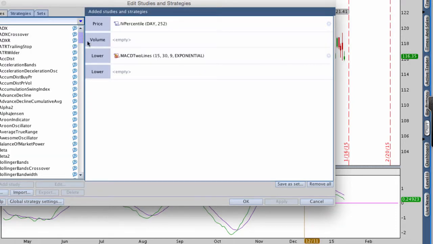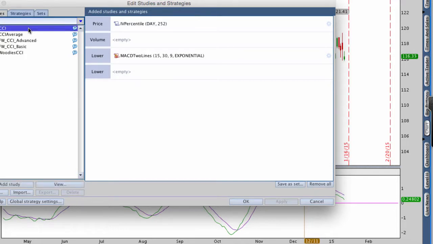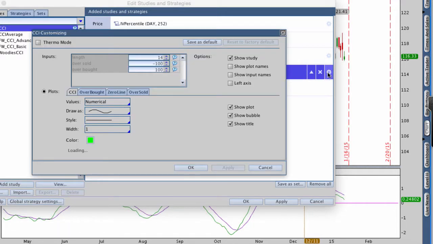So we're going to keep this one up here, and we're just going to add another study to it, which is my second favorite, and that is CCI. So CCI is a little bit different. We're going to change this one as well.